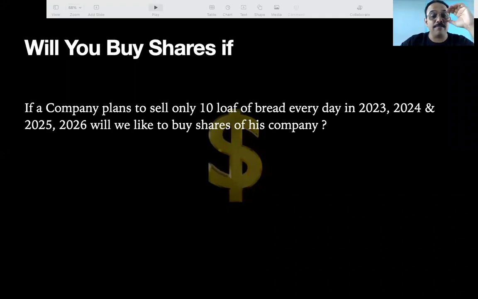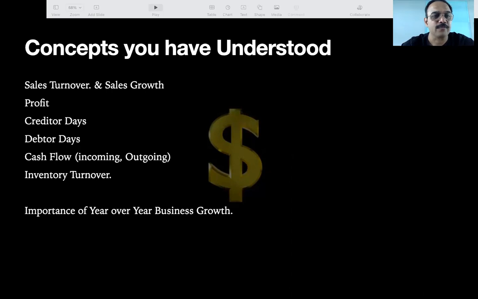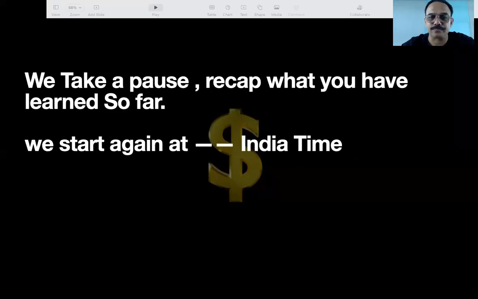Again, if a company plans to sell only 10 loaves of bread each year, in 2023, and next year also they are planning to sell only 10 loaves of bread, will you buy the share of that company? If it says, "We will sell only 10 this year, next year, the year after," no, because we need a company to grow. So there has to be a growth plan of the company, what they are going to do over the next few years. So we have understood all these concepts very well.